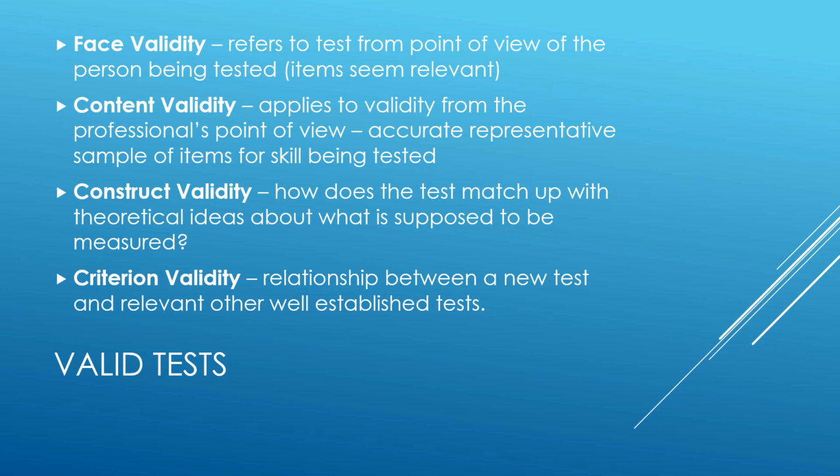Construct validity is what we're thinking about next. How does this test match up with all the theory behind it about what's supposed to be measured? Are there good theories behind this test backing it up? And then criterion validity, the relationship between new tests and other relevant, well-established tests. Can we see that this is measuring something similar to those well-established tests? So there's lots of different aspects to making sure our tests are valid.